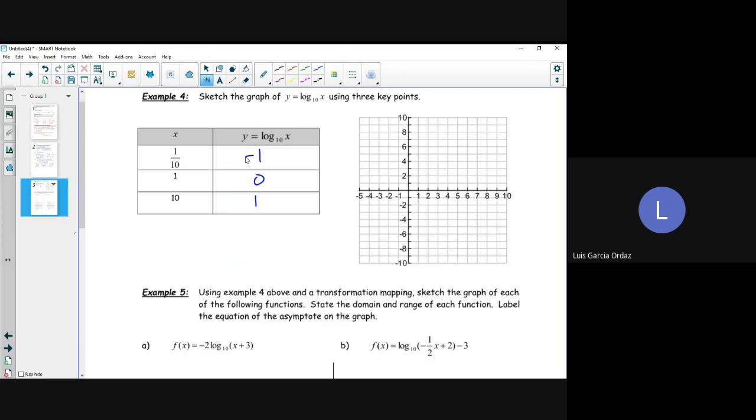So we have our points (1, 0), (10, 1), and (1/10, -1).